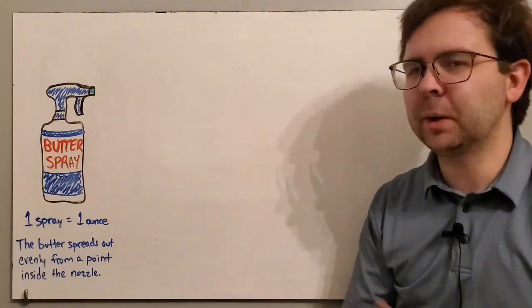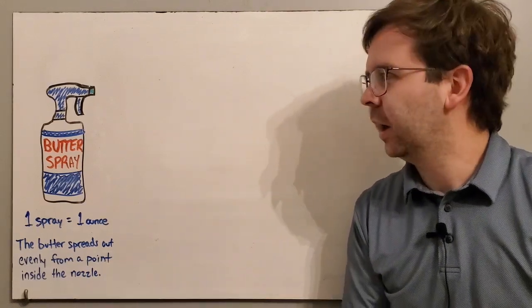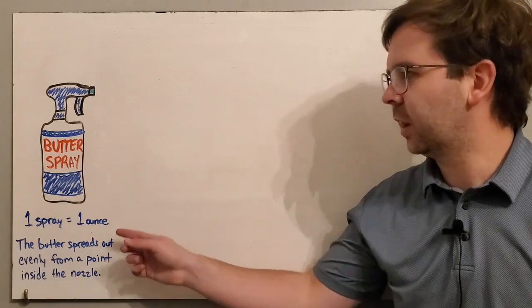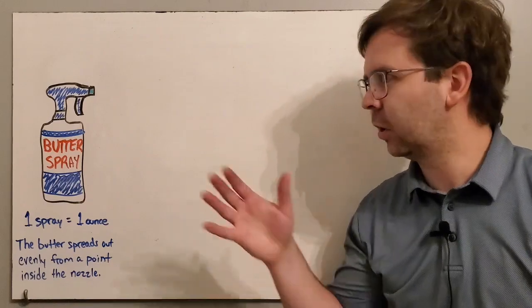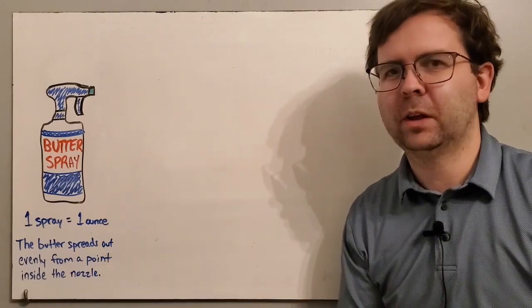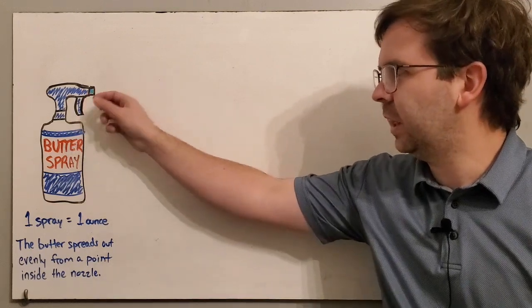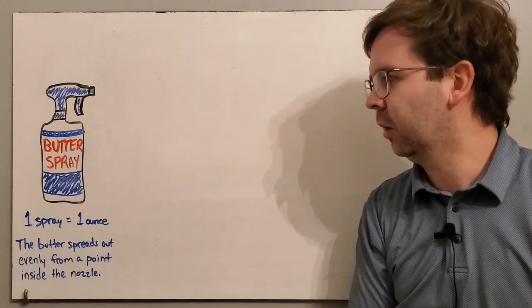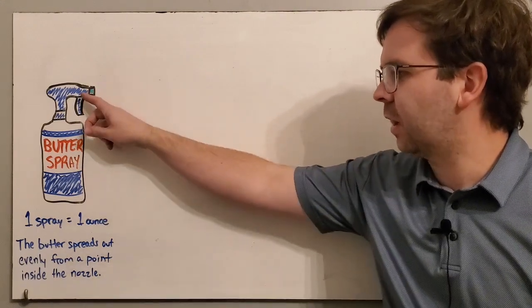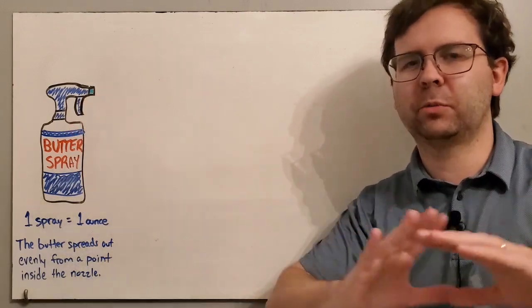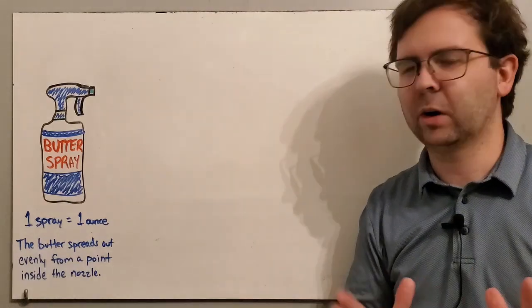Let's say that you've got a big bottle of butter spray, and this particular butter spray bottle always sprays out exactly 1 ounce of butter per press of the nozzle. And let's also say for simplicity that the butter is spreading out evenly from a point inside of the nozzle. So it's just going to spread out perfectly in a nice sphere of butter.